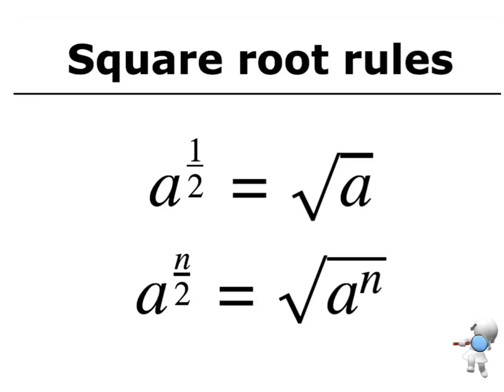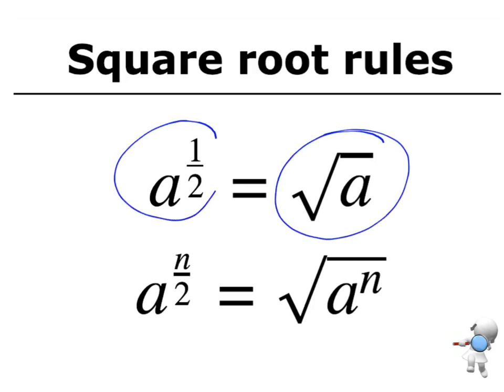Here's the actual rules that we use. If I'm given something as a square root of a number, it's the same as me writing it as a power of a half. Equally, if I have a to the power of n, that's the same as me writing as a to the power of n over 2.